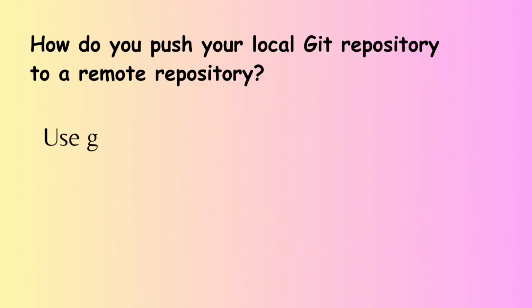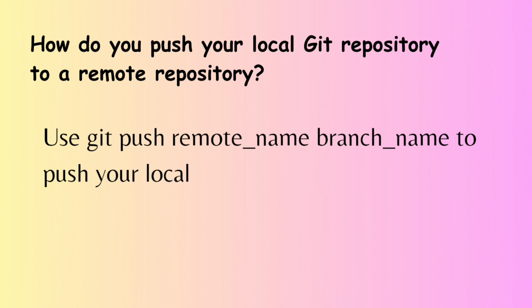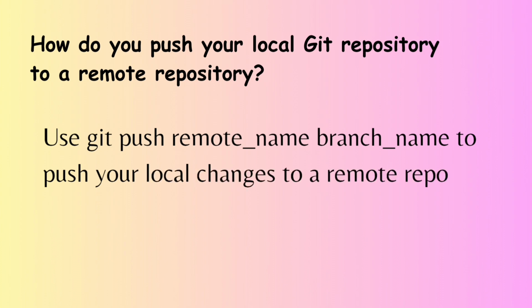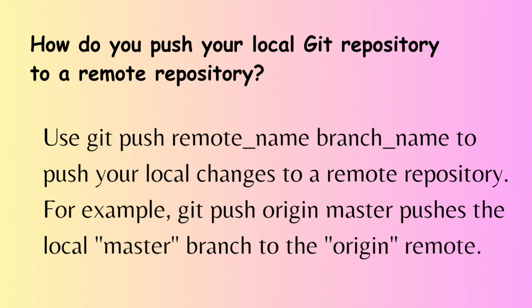How do you push your local Git repository to a remote repository? Use git push remote_name branch_name to push your local changes to a remote repository. For example, git push origin master pushes the local master branch to the origin remote.